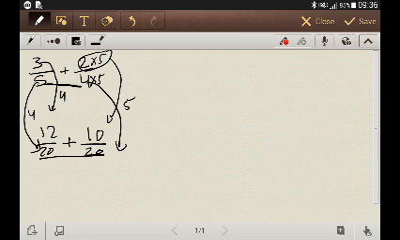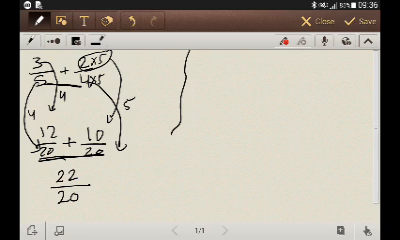Since both denominators are the same, I can simply add them over the same denominator. The same denominator stays. 12 plus 10 gives you 22. This is it. This is the final answer.